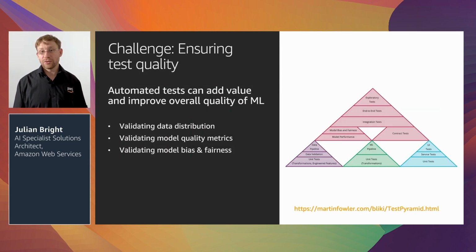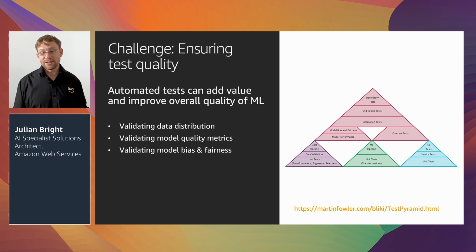Ensuring test quality is also a significant challenge. Automated tests can help with this process and improve the overall quality of the machine learning model. Things like looking at the data distribution, measuring that over time, looking at those quality metrics that we're capturing both for the training process, and then also looking at feedback from the end users.